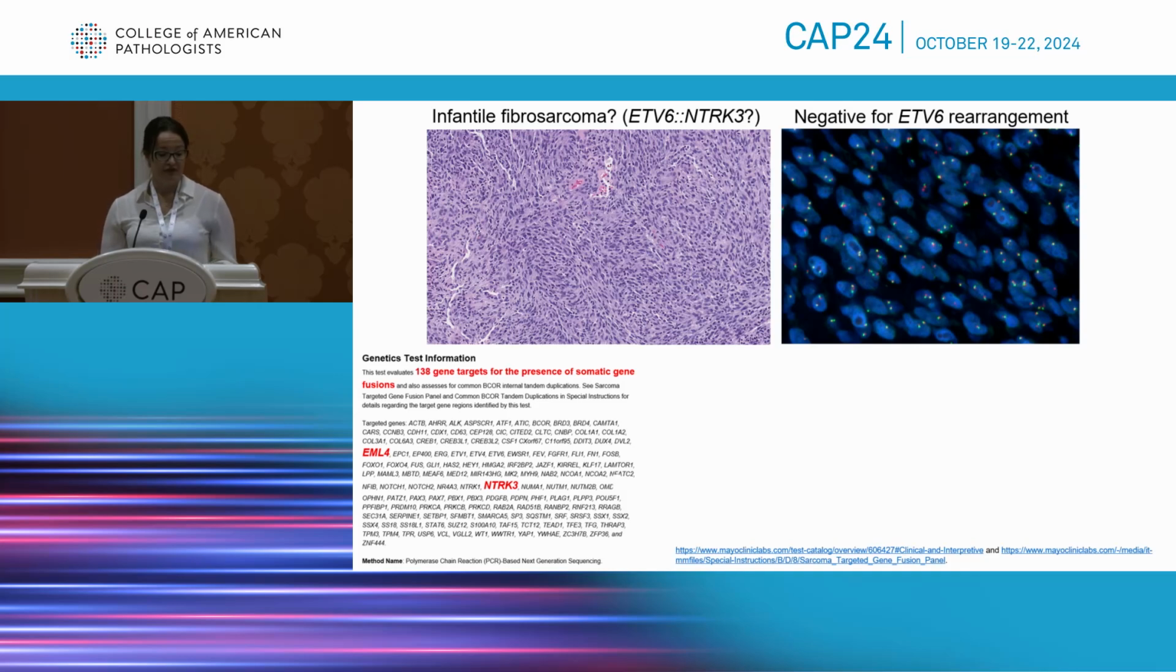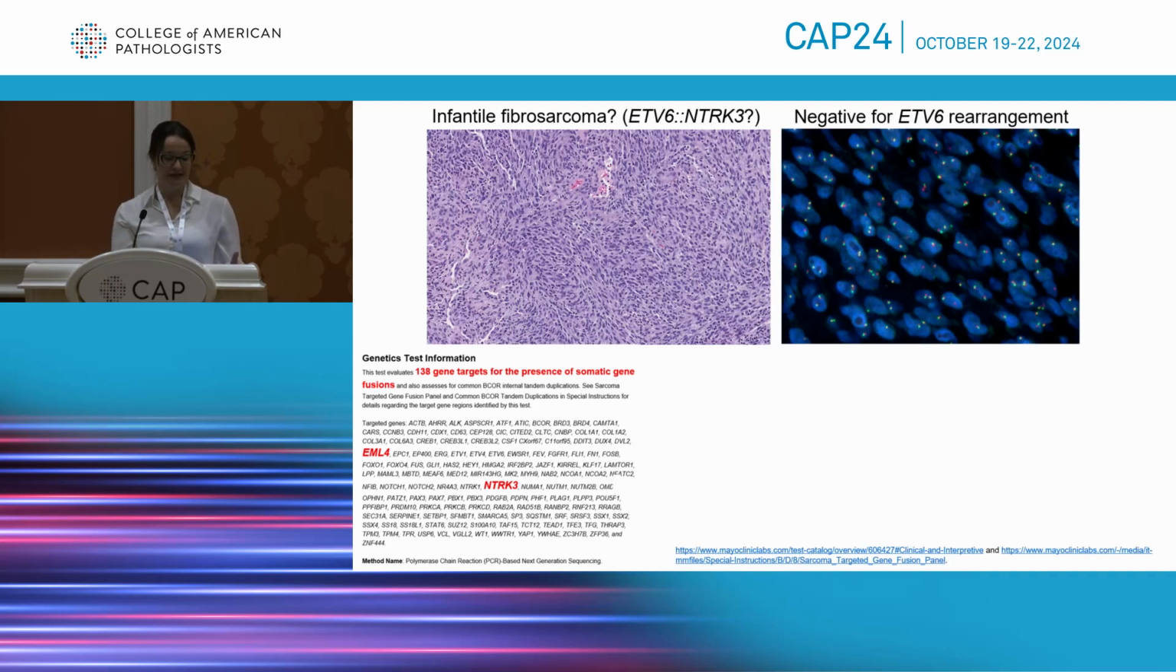So this is an example of a case in which, based on histology, the tumor looks like an infantile fibrosarcoma, which is mostly driven by an ETV6 and NTRK3 fusion. However, the FISH for ETV6 was negative for rearrangement, and we know that there are other partners of NTRK3, such as EML4, that can be involved in the fusion.